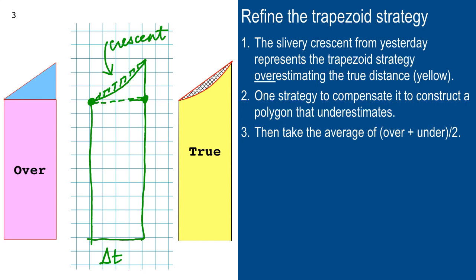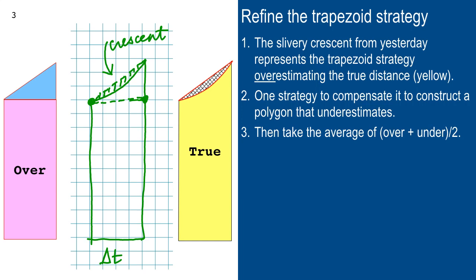And you know, this overestimate, the pink rectangle topped by a blue triangle together, is called a trapezoid. That's a pretty good estimate. It's not wildly inaccurate. And the narrower we make the delta t base, the more accurate that trapezoid becomes. But another thing you can do is compensate for that overestimation by making a polygon that underestimates. So that would be like this one.